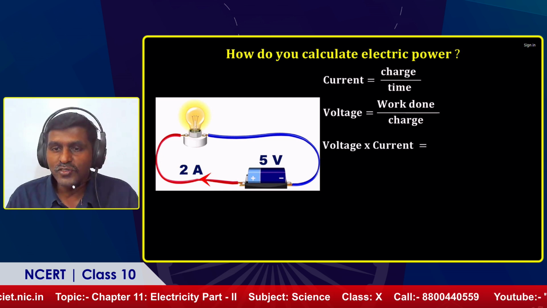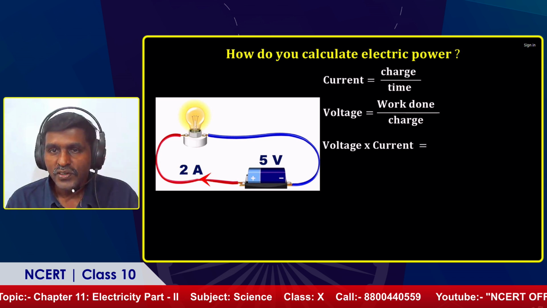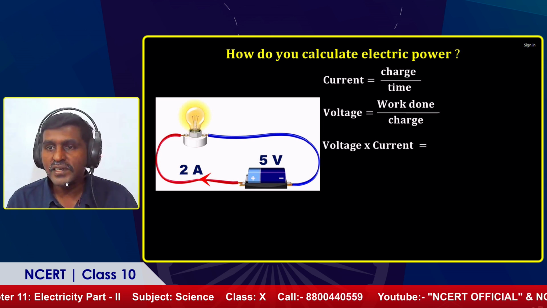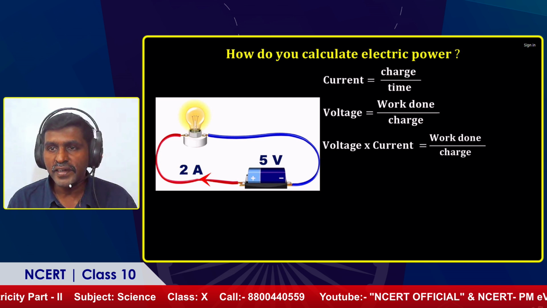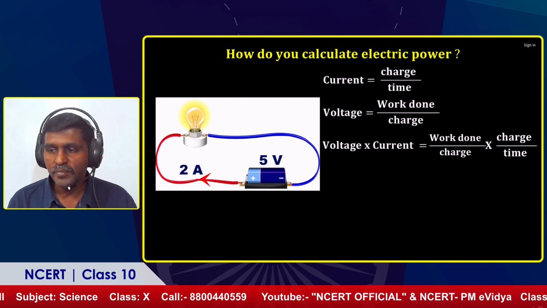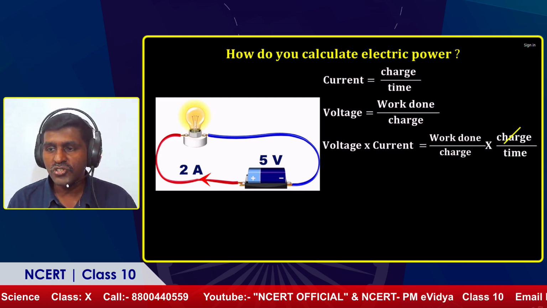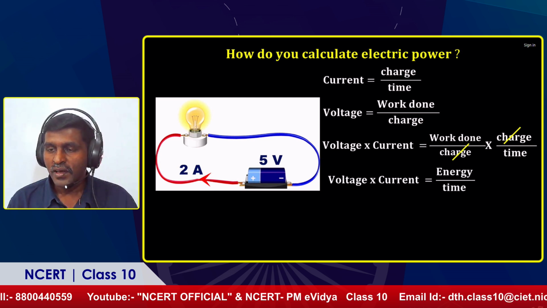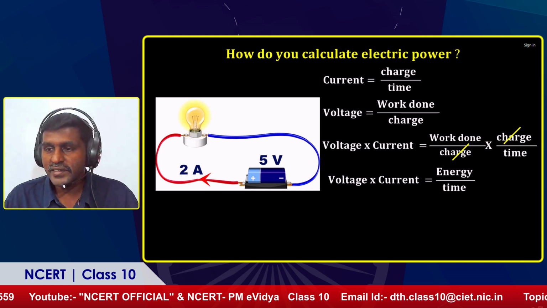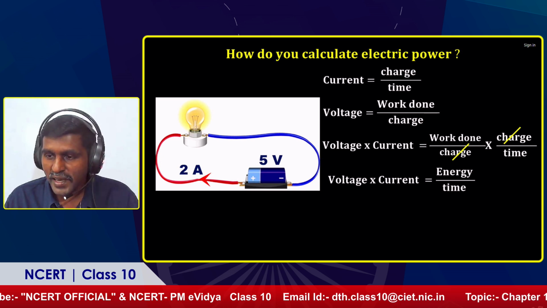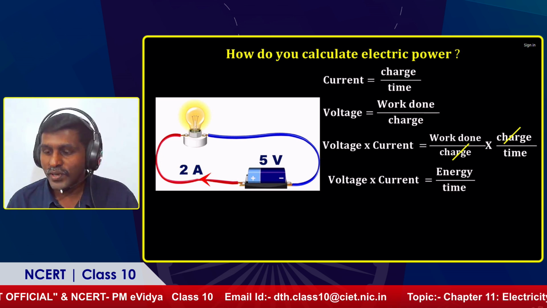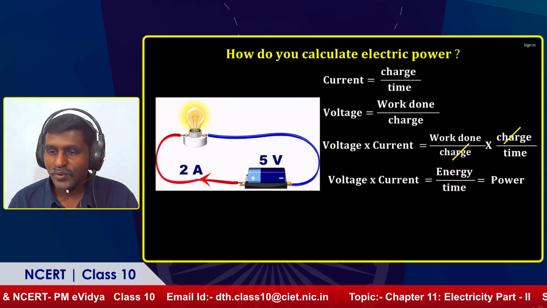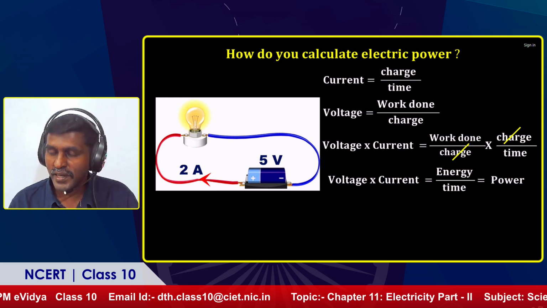I just multiply these two, voltage and current. So, I write the voltage here as work done by charge, and then current as charge by time. I can cancel this charge and this charge. So, we will get work done by time. Okay. The work done is nothing but energy. Energy by time, that we already know is nothing but power. Therefore, power is equal to energy by time.